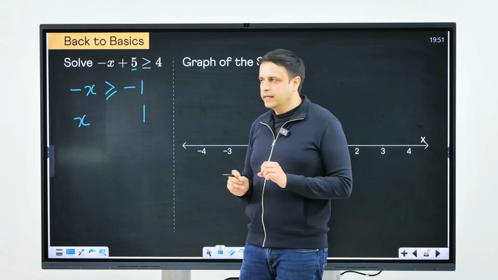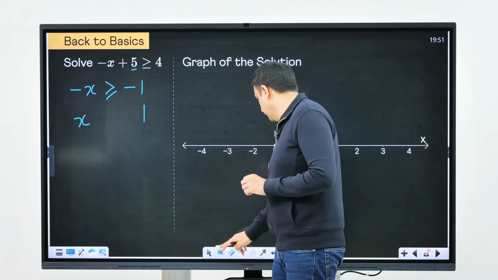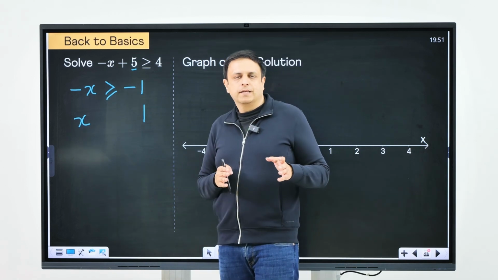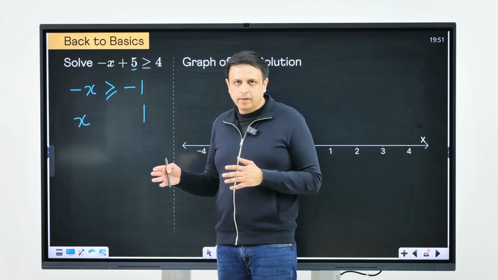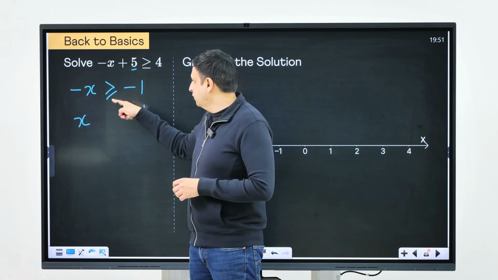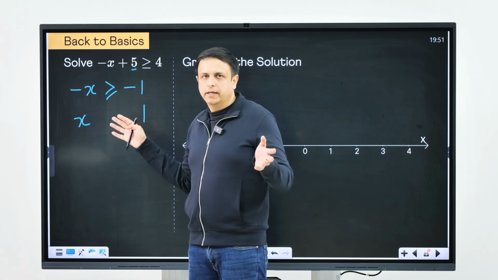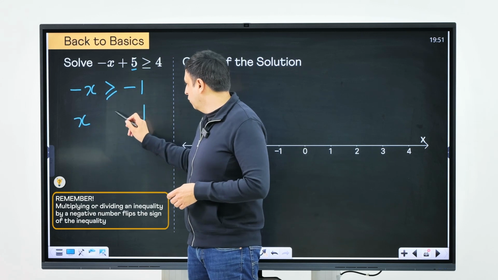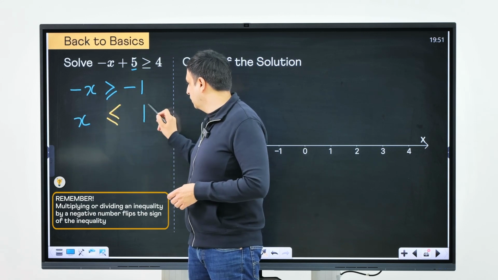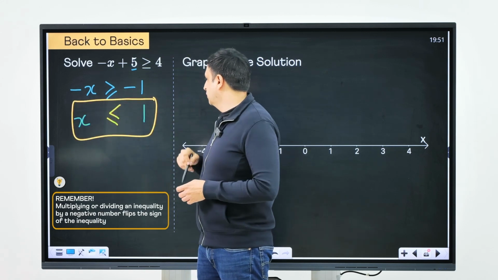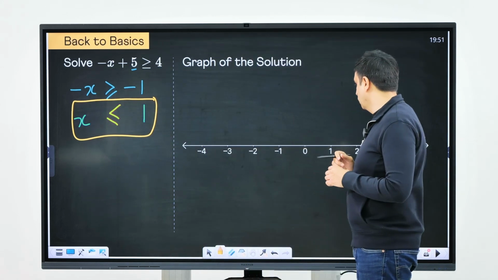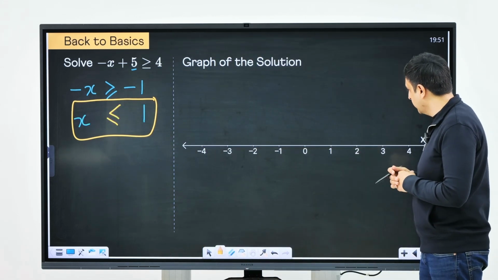But very importantly, and this is a super important point, when you multiply across an inequality by something negative, or you divide by something negative, the sign of the inequality or the direction of the inequality changes, it reverses. So greater than or equal to would become less than or equal to, and this would be the solution for this inequality, x less than or equal to 1. So let's graph it now on the number line.